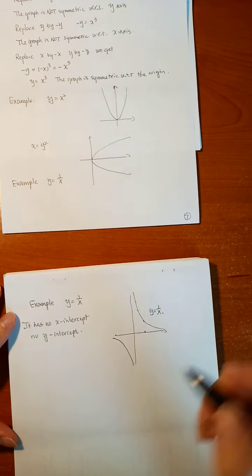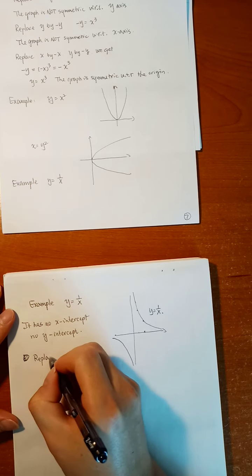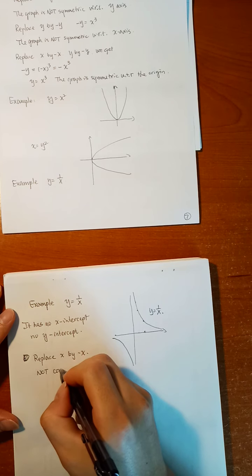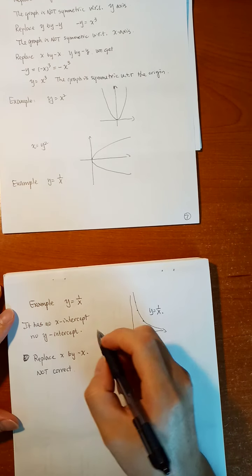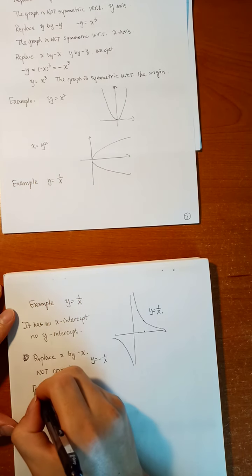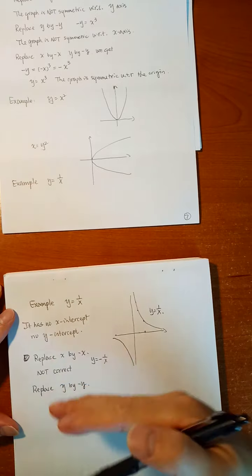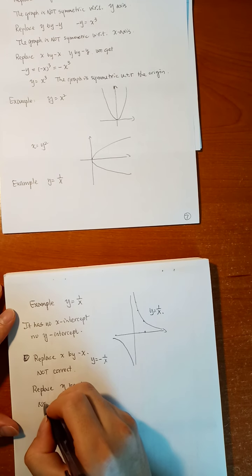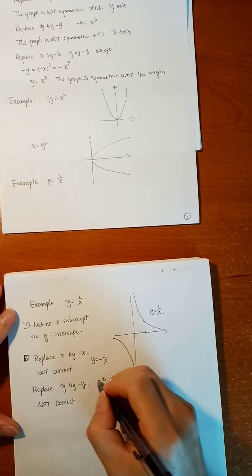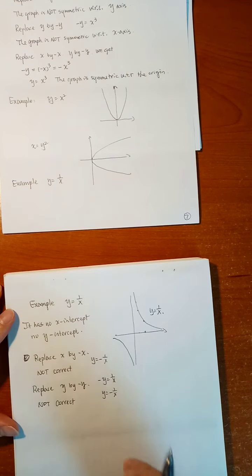And the symmetry? Let's check. Replace x by negative x. If you replace x by negative x, you will get y is equal to negative 1 over x. That's different, so not correct. Replace y by negative y, about the x-axis. It's still not correct, because if you multiply the equation by negative 1, you get y is negative 1 over x, the same thing, so not correct.